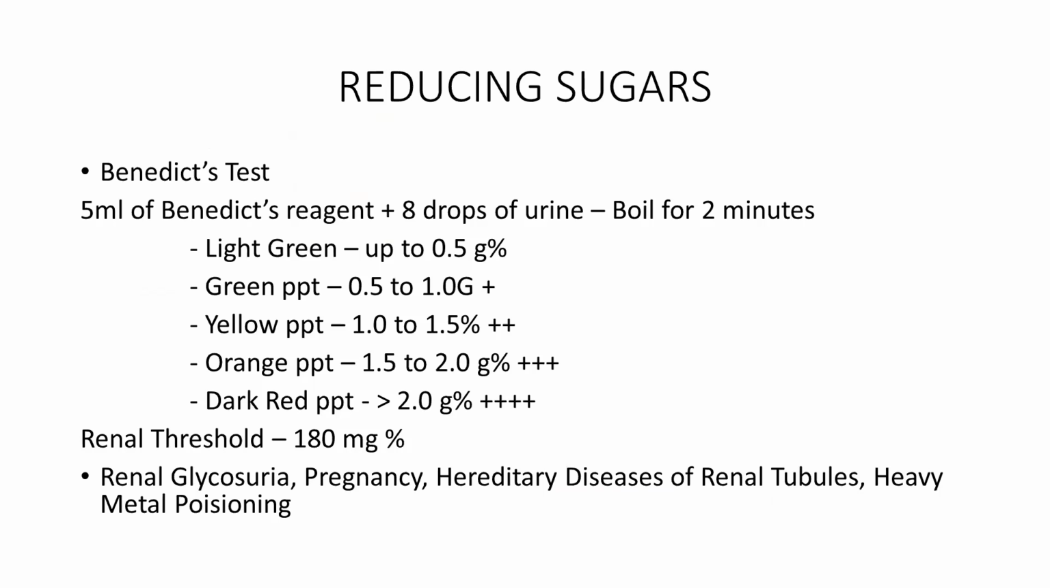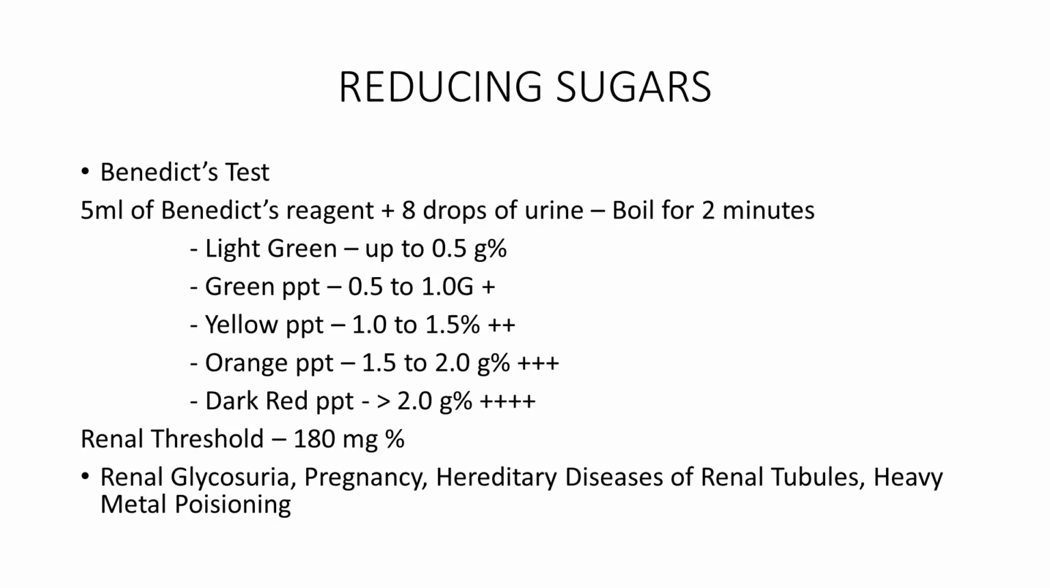Sugar. Reducing sugars are easily identified on the dipstick method, but the actual test is the Benedict test. You take 5 ml of Benedict reagent, put 8 drops of urine, and boil for 2 minutes. On the basis of color change, you say how much sugar a patient is passing. Green precipitate is 1 plus, yellow precipitate 2 plus, orange precipitate 3 plus, and if it is dark red precipitate, it is 4 plus.